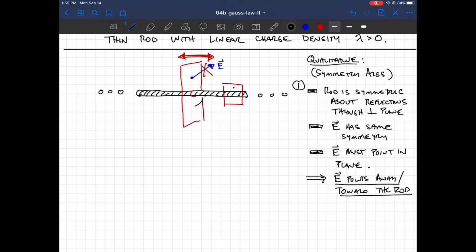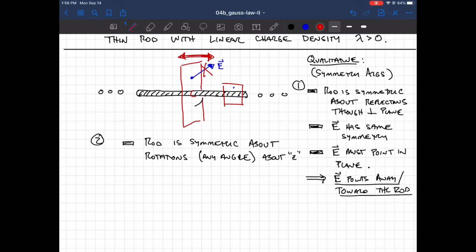We need to make one more symmetry argument. Let's call this symmetry argument 1, and then symmetry argument 2, which is that the rod is symmetric about rotations by any angle about, we'll call it, the z-axis. This is its axis of symmetry. Any rotation about this axis will not change the rod at all, and that means it's a symmetry. And so the electric field E is also rotationally symmetric.